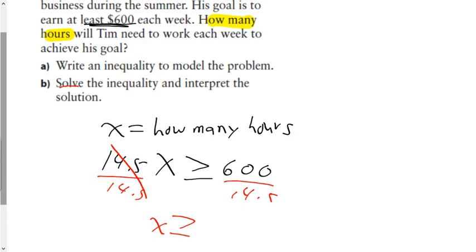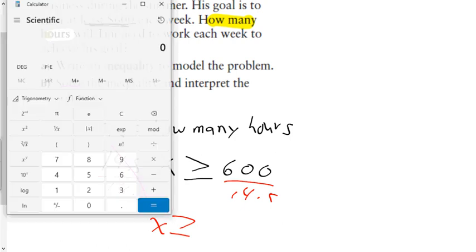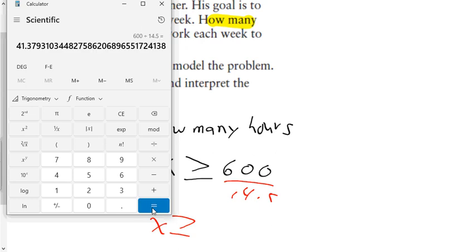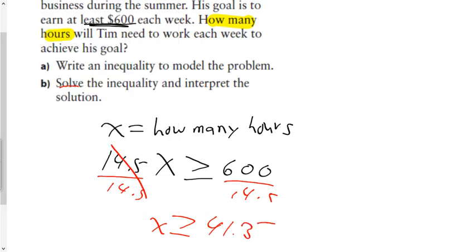And the amount of hours he needs to work per week has to be greater than or equal to 600 divided by 14.5. That's 41.37 hours. But since you can't work 41.37 hours, 41 will not be enough. They won't have enough money. But if he works 42, then all values greater than or equal to 42 hours is the correct solution. Therefore, 42 hours or more will be enough.